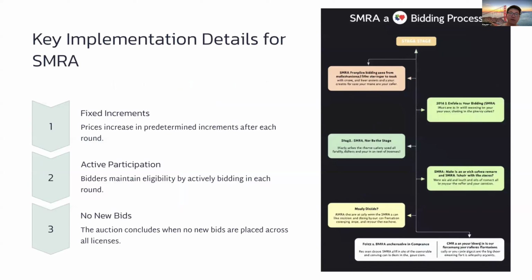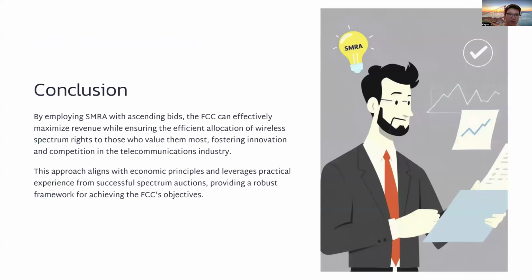And here are some implementation details we can find from the textbook we were reading. First, fixed increments: the price increases in predetermined increments after each round. Second, it encourages active participation. And thirdly, the auction concludes when no new bids are placed across all licenses. On the right side, we see a traditional SMRA bidding process.